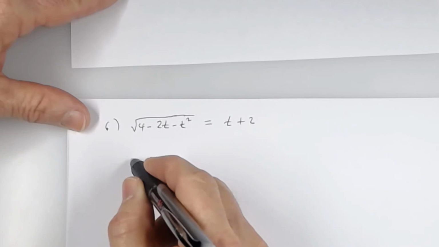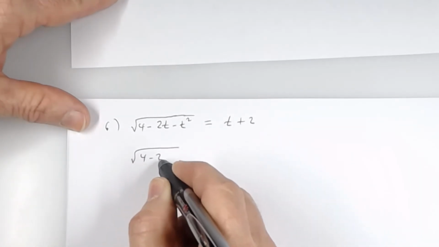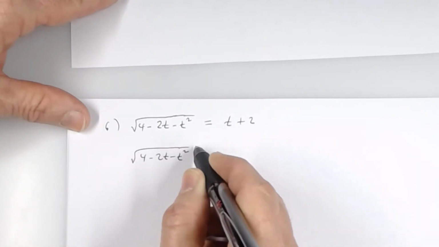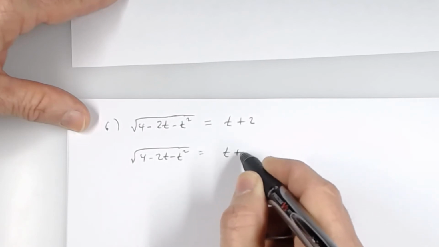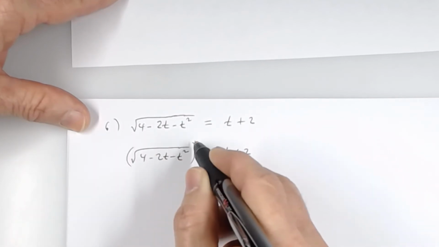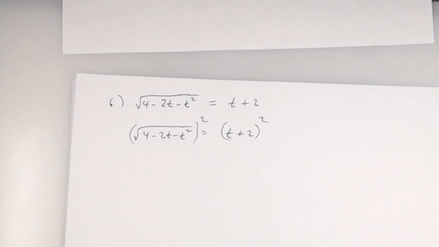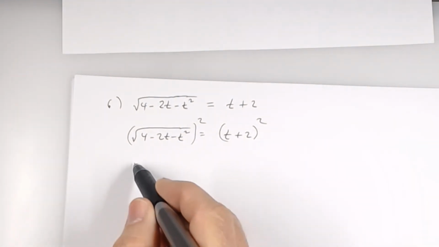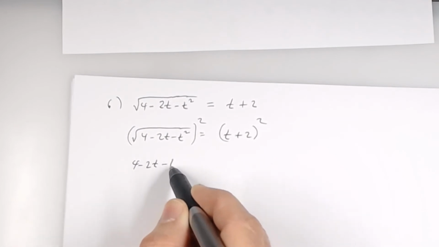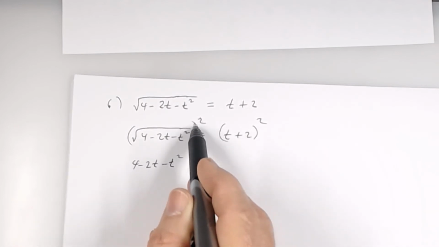I'm going to go ahead and rewrite this over. Let's go ahead and square both sides. And so when I square both sides, on the left, what expression is left? 4 minus 2t minus t squared. So the square and the square root undo each other.